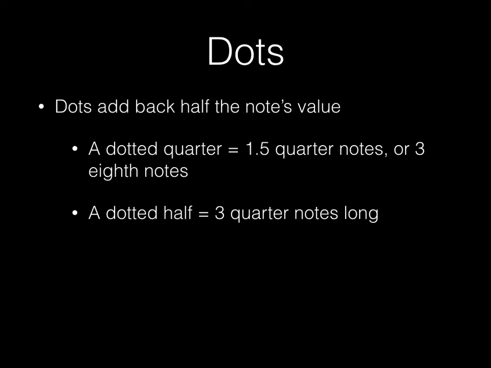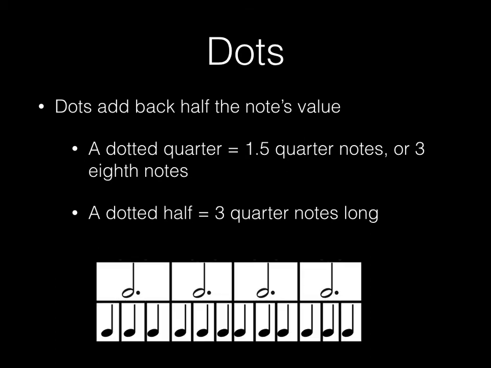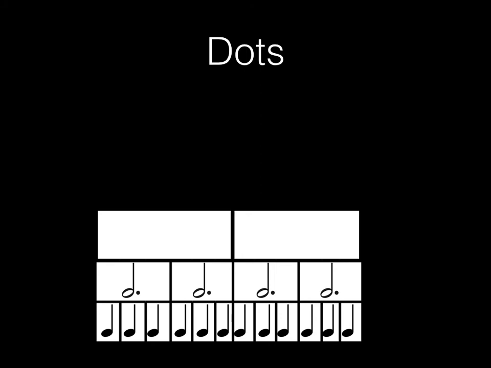A dotted half note would be 3/4 notes long. Because a half note is 2/4 notes long, a dotted half has 3/4 notes in it. So we can imagine it like this, where if you're dividing up dotted half notes, there would be 3/4 notes in each of them. Now what would happen if we would put two dotted half notes together? We would get dotted whole notes.